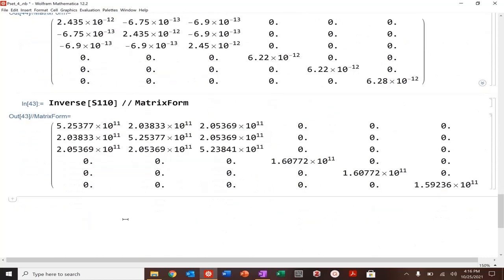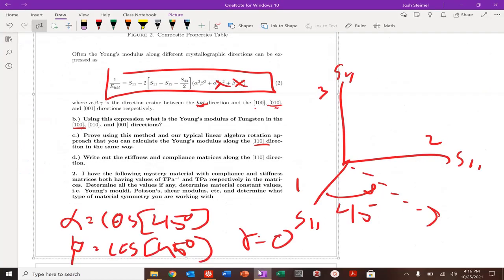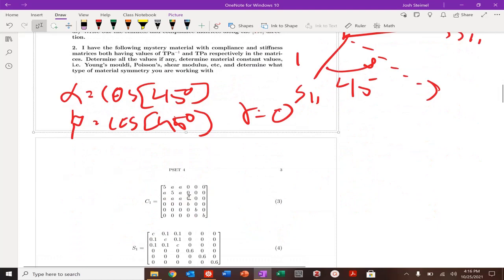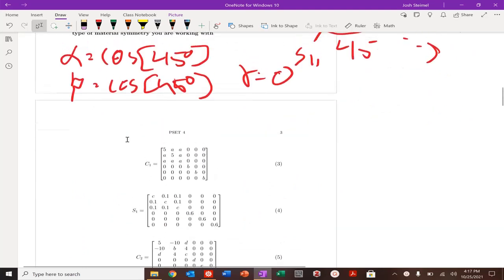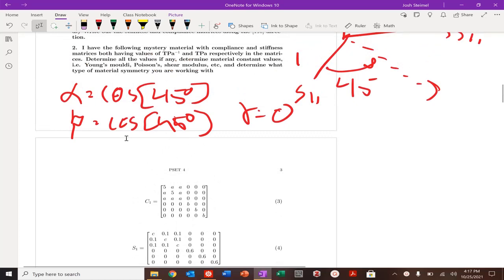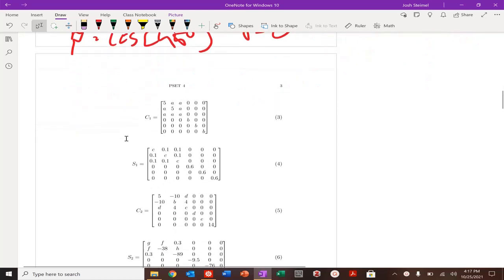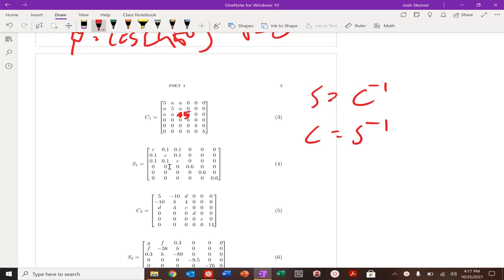So let's get on to the next problem with number 2. And we'll use this inverse relationship quite a bit. So this problem is asking us to write out and basically determine the unknown values in our compliance and our stiffness matrices. The key thing that we need to solve for all these problems is S equals C inverse and C equals S inverse. That's really the name of the game, and then identifying what type of material this is. So this material here, and this is not A, this should also be 5. There's a little typo there.